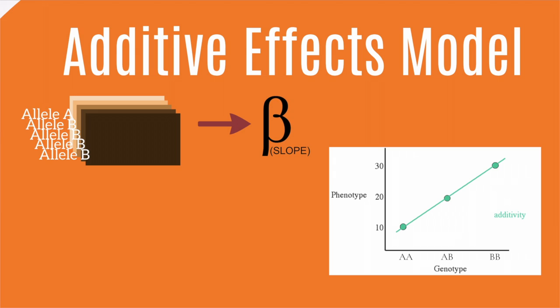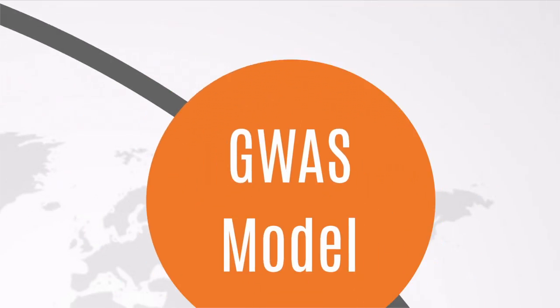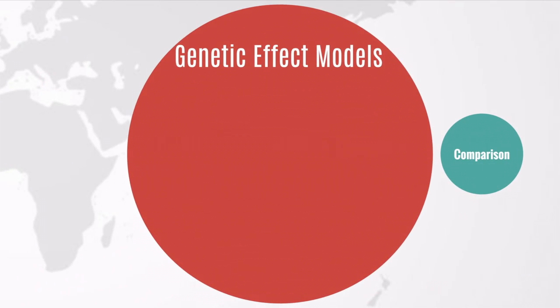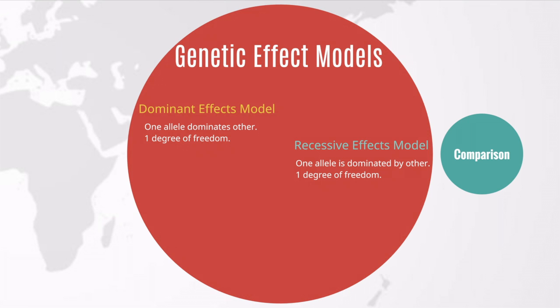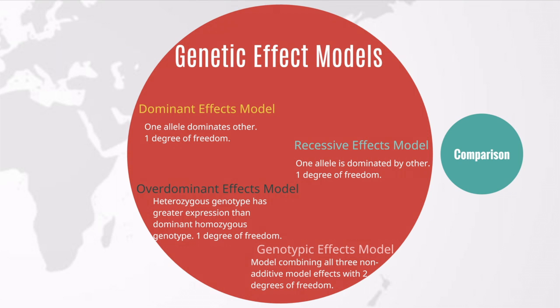These beta terms are then used in a linear regression model to estimate the effects of a single allelic copy in the following equation. Genetic effect models include a dominant effects model in which one allele dominates the other, a recessive effects model in which the recessive allele is dominated by the other, an overdominant effect model where the heterozygous allele pair has an effect size greater than that of the homozygote, and the genotypic model where all three non-additive effects are combined for a more complex look.